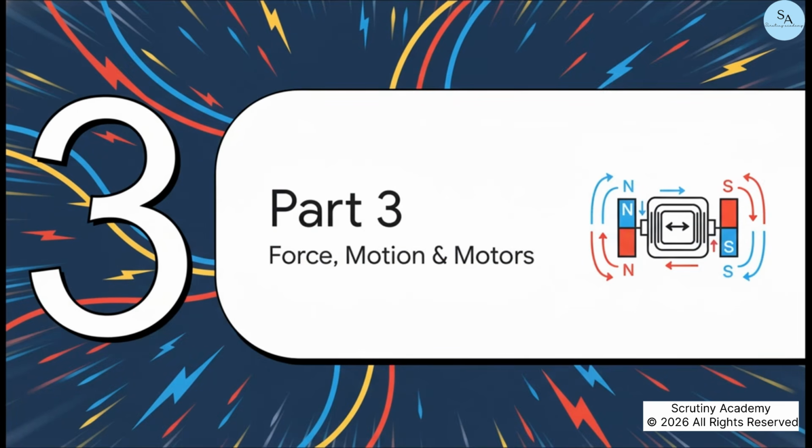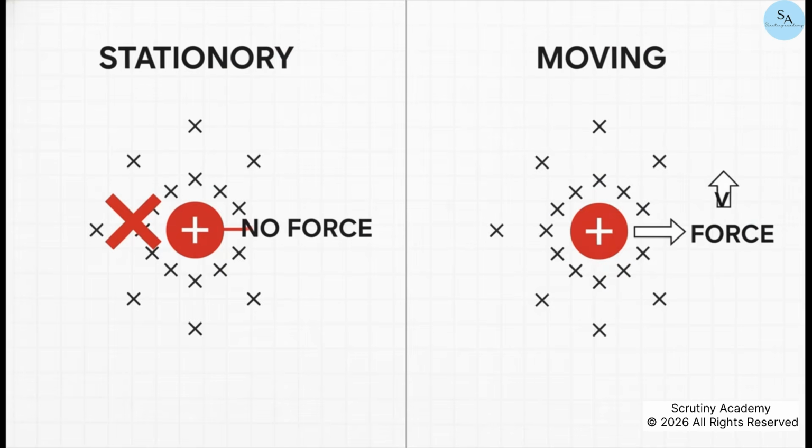Okay, so we know how to make magnetic fields. Now for the really fun part. We're going to use these fields to actually create forces and make things move. This, right here, is the core idea behind every single electric motor on the planet. Now, this is the key. A magnetic field only pushes or pulls on an electric charge if that charge is actually moving. A charge just sitting there feels absolutely nothing. It's all about the motion. Motion is the magic ingredient.